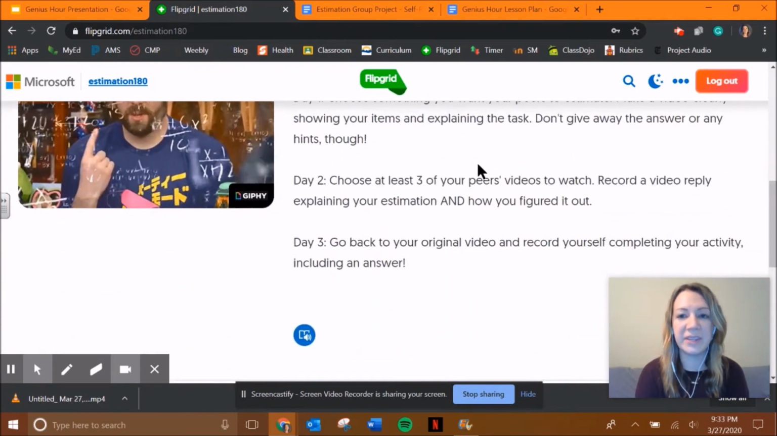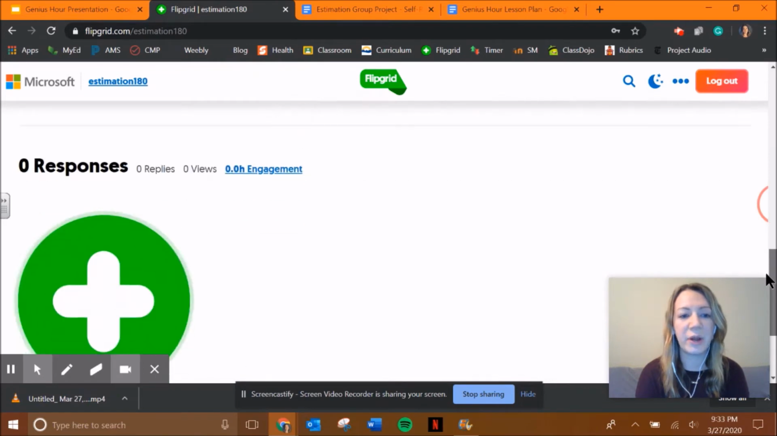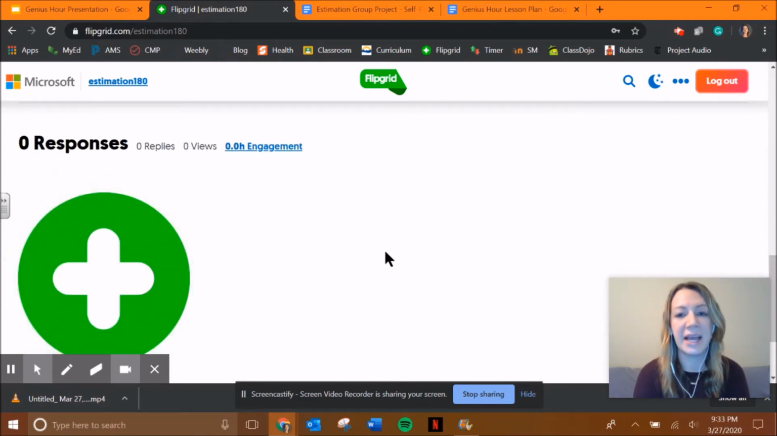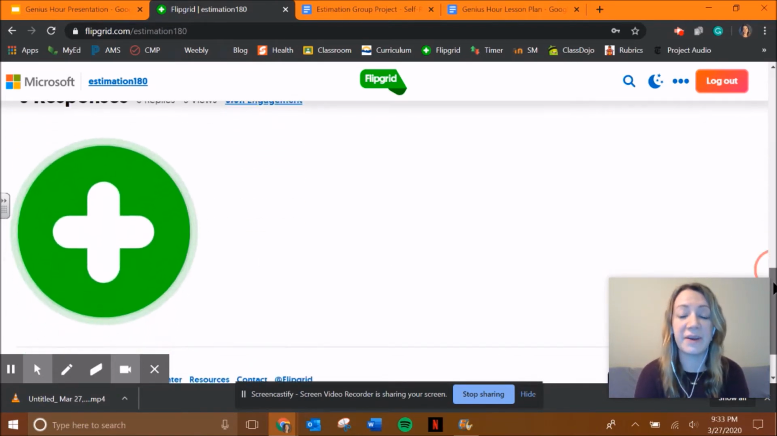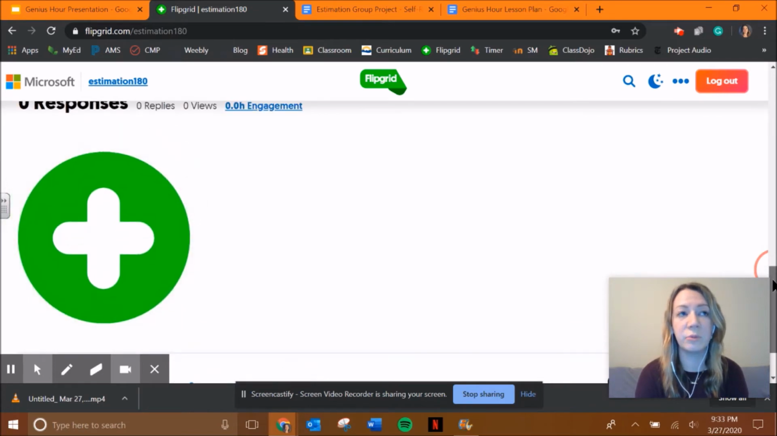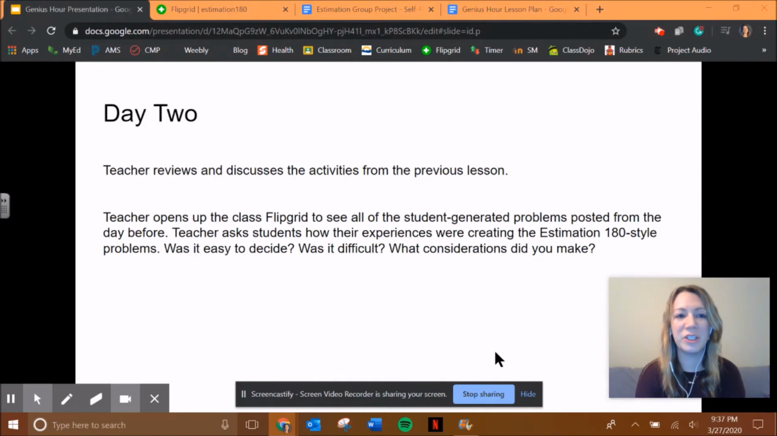They can read some of the instructions here, and then they're going to upload their video by pressing this button and using materials found around the classroom to create their own Estimation 180 type of problem. Now we're on to day 2, which has a lot fewer steps than day 1, and it's mostly student-led as well.